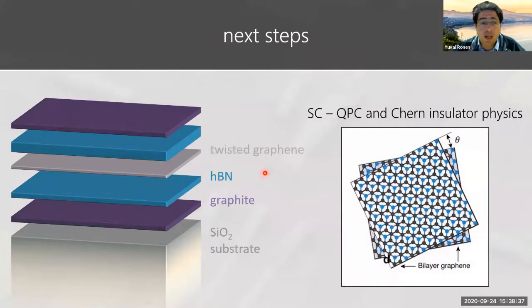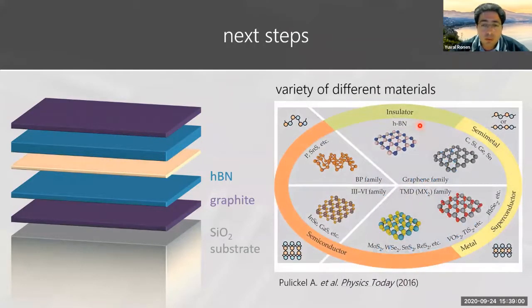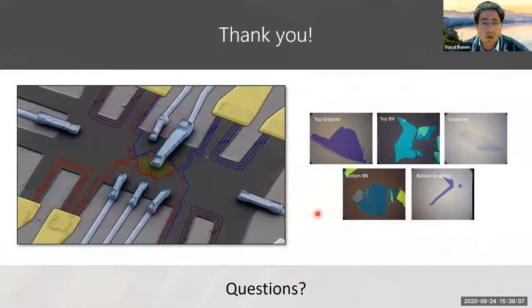Another direction that we are trying: instead of graphene, you can put twisted graphene. This is very interesting, because now you can make a QPC. You can imagine two superconductors touching at a point, like a point contact between two superconductors. You can also ask questions about Chern insulator physics. And of course, you can put other van der Waals materials if you think of a good and interesting experiment. So I'm just leaving you with this picture, which I think is kind of nice, and thank you.